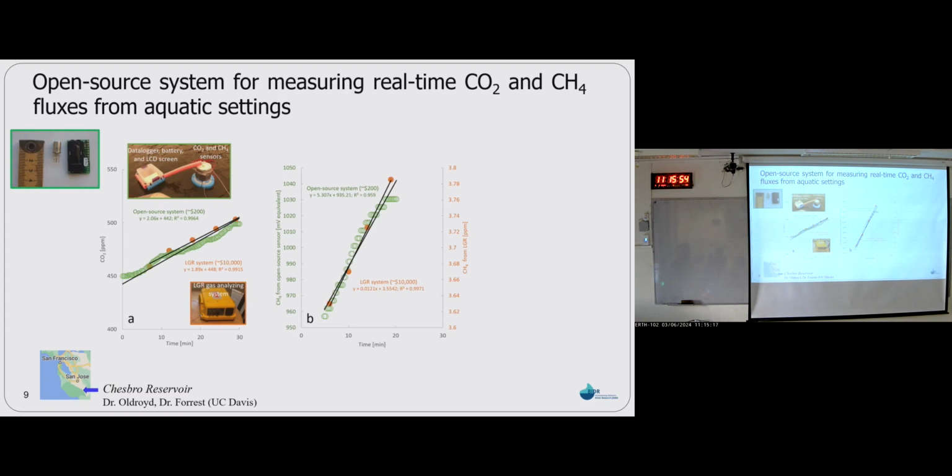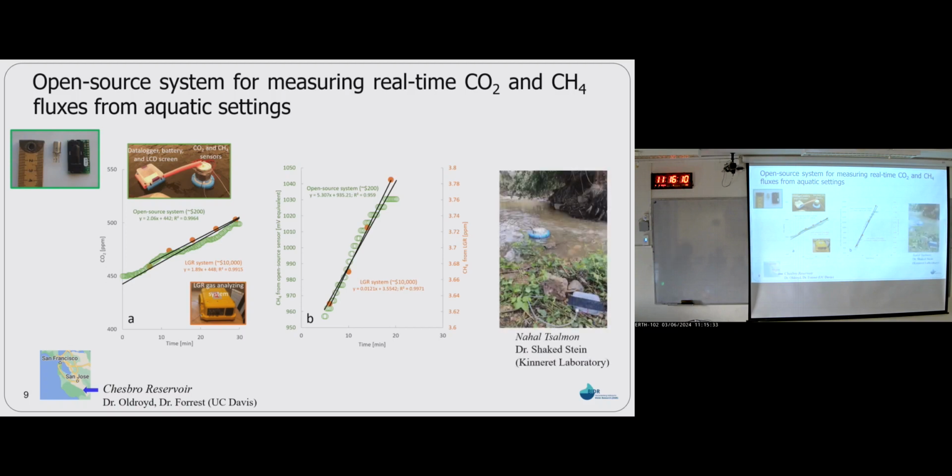We did the same for methane. Here, less successful because of different reasons, but now we're also trying to validate our methane sensor, and then we'll have a low-cost device which can measure CO2 and methane from water bodies and from soil. We also did some preliminary tests with Dr. Shaked Stein from the Kinneret Laboratory, in which we are testing CO2 emissions from the Salmon Creek coming into the Kinneret. This is an example of one of these devices.